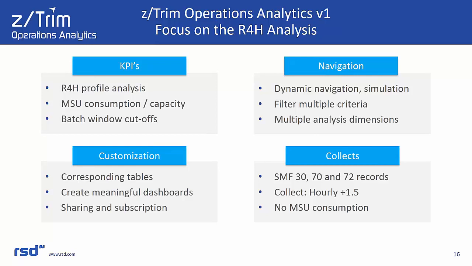Here I want to look quickly at Operations Analytics version 1, and we really focus on R4H analysis. As I mentioned before, we have specific KPIs that are known and common standard KPI metrics that provide R4H profile analysis and detailed MSU consumption based on capacity and applications, programs, and workloads. And then we also have the capability to create a dashboard that will track and report on your batch window cutoff so that you can track meeting your SLAs.